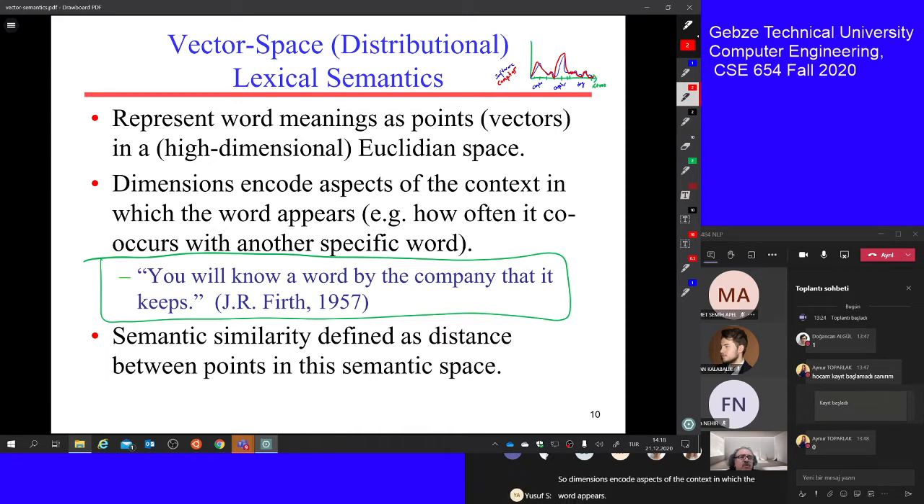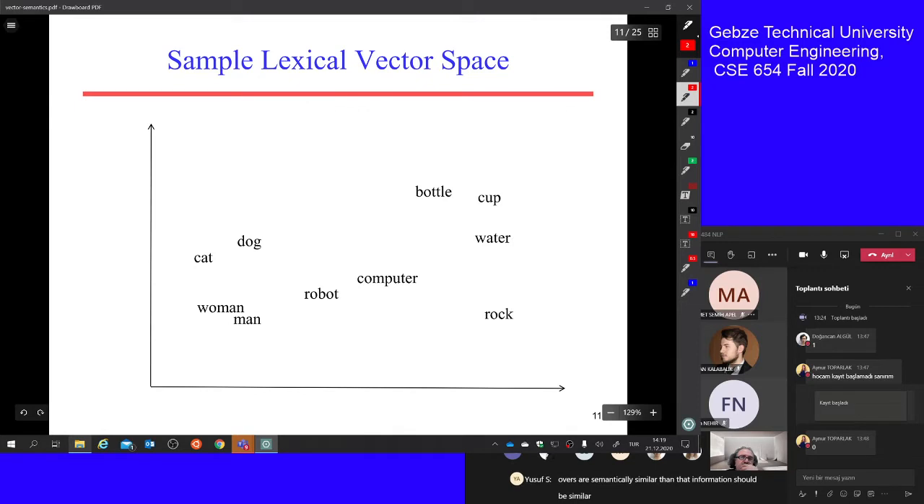How often it co-occurs with another specific word. Okay, and I'm going to do the similarity measurement using maybe the same cosine similarity. So we will not use the same term frequency, inverse document frequency, but we are going to use this idea. Let's find the friends of that word. Let's find the enemies of that word and use this information to represent that word. If two words are semantically similar, then that information should be similar. That's what we're going to do.